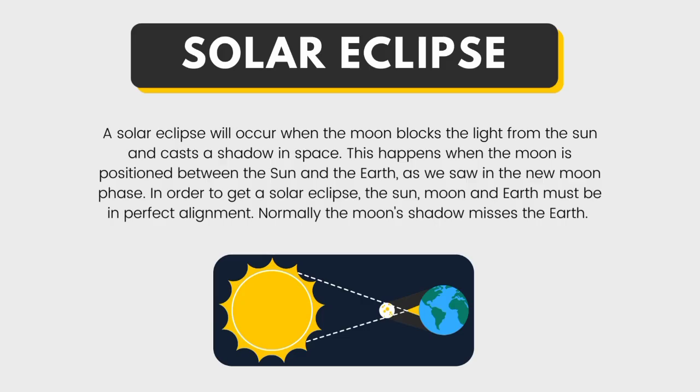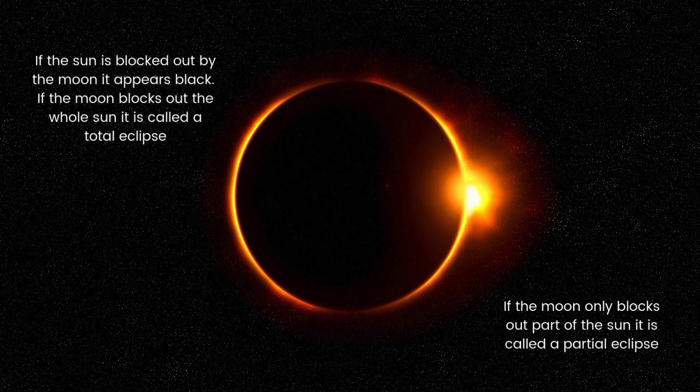Solar eclipse. A solar eclipse will occur when the moon blocks the light from the sun and casts a shadow in space. This happens when the moon is positioned between the sun and the Earth, as we saw in the new moon phase. In order to get a solar eclipse, the sun, moon, and Earth must be in a perfect alignment. Normally, the moon's shadow misses the Earth.